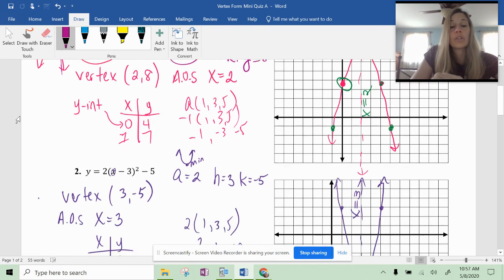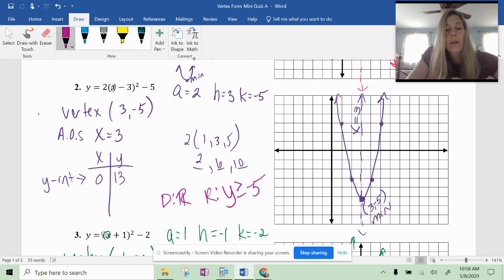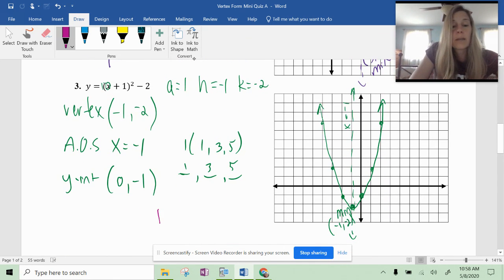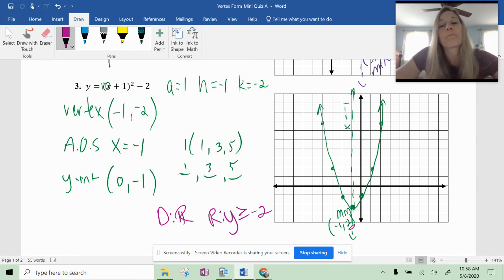If we were doing number 2, our domain would still be all real numbers, but our range would be y is, since it's opening up, everything has to be greater than or equal to that k value, which is negative 5. And then the domain and range for number 3, again, domain is always all real numbers, but the range in this case, the y value would have to be, since it's opening up, all the y values are greater than or equal to that k value there of negative 2.